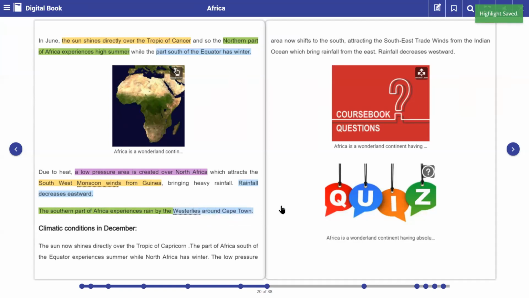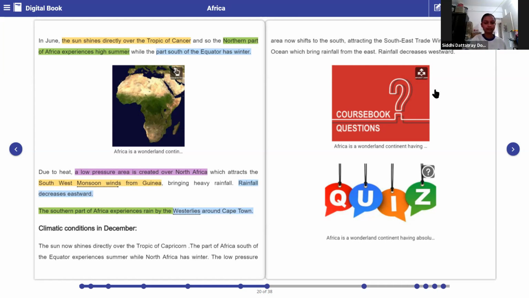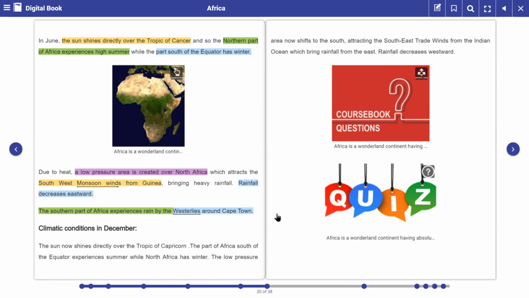Yes, Mariam. And the southern part experiences the rain, ma'am. And from where does this rain come in the southern part? Ma'am, from the westerly. Westerly. Got it? Yes, ma'am. Clear, everyone? Yes, ma'am. Okay, now this was all about the June climate of Africa.